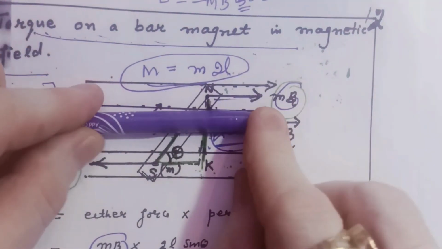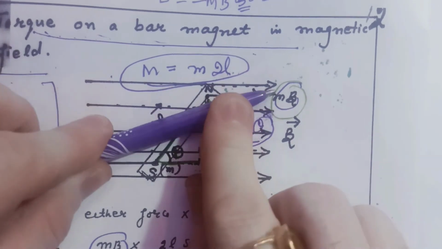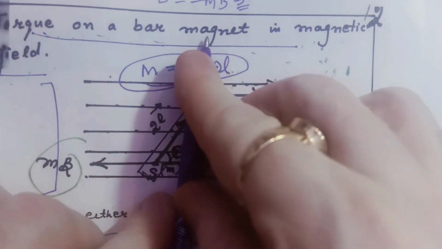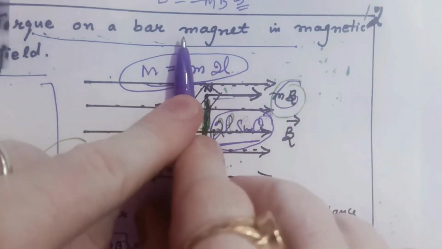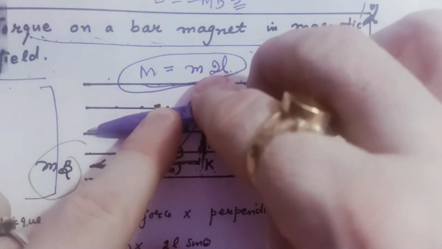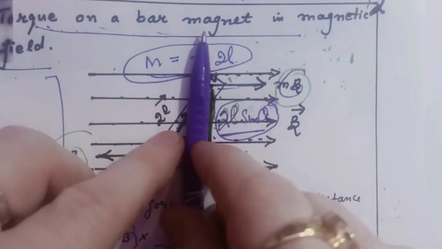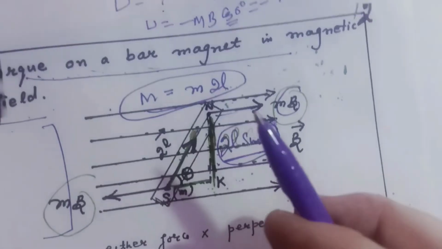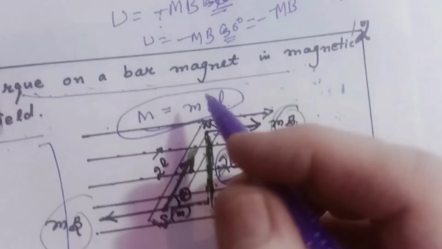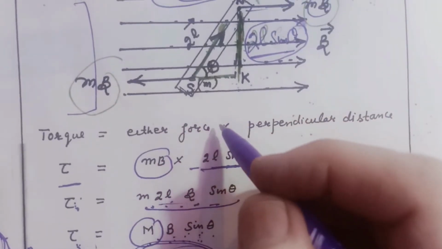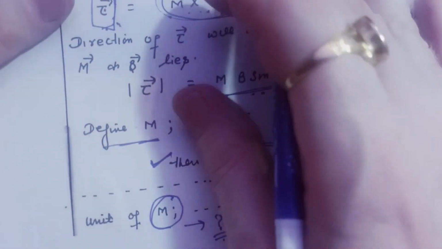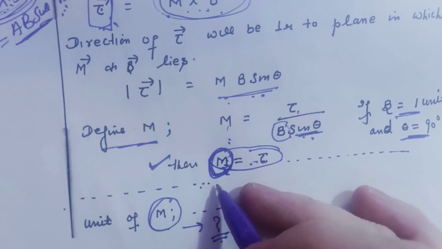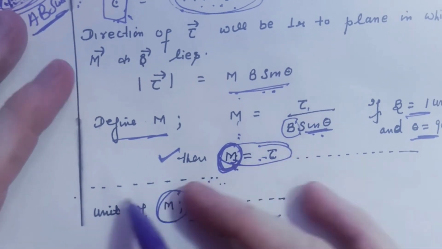Lastly, here potential energy is minus mB. Increased by mB becomes 0. Increased by mB becomes positive mB. So this is all about the potential energy. In potential energy, this is a cos expression. In torque, it is a sine expression. So I think all the concepts regarding this are clear to you.